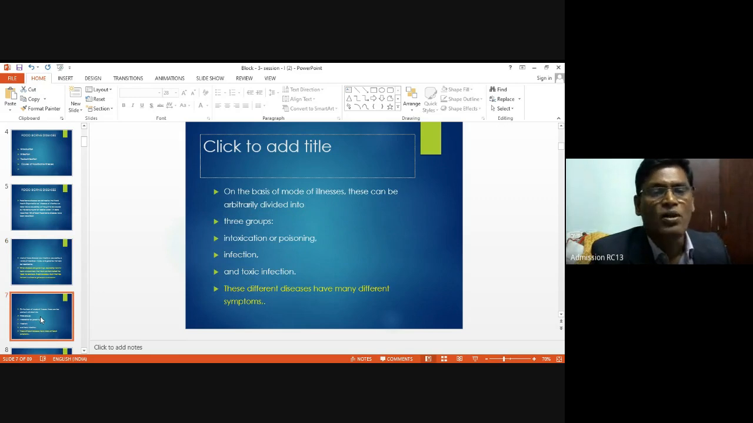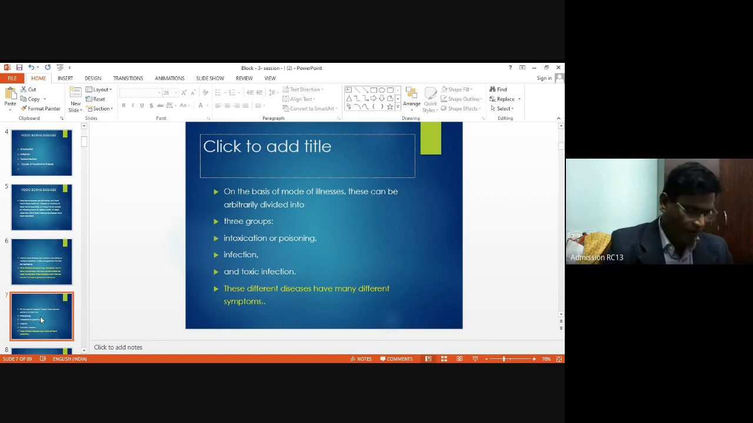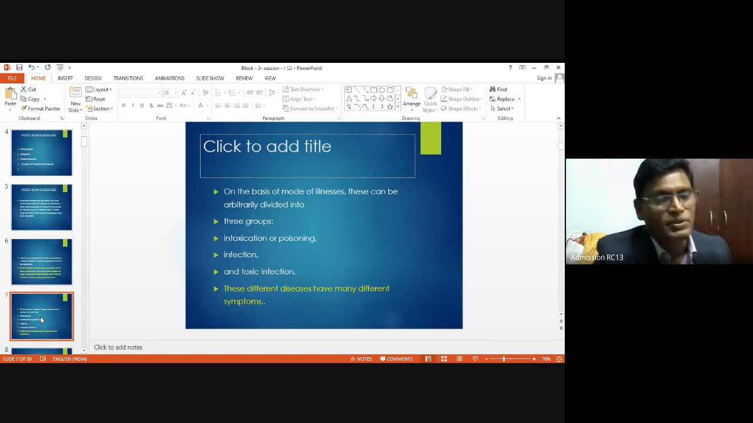On the basis of mode of illness, these can be divided into three groups. That means foodborne diseases can be divided into three groups: first, intoxication or poisoning; second, infection; and third, toxic infection. These different diseases have many different symptoms. After the consumption of poisoned food, when it enters the body, it will exhibit in the form of symptoms.